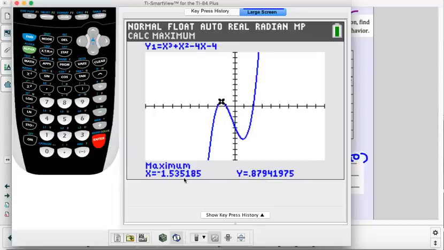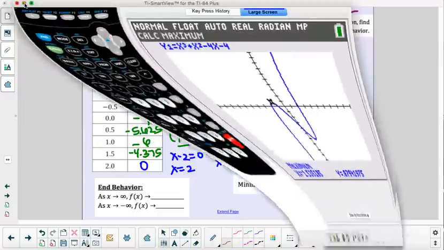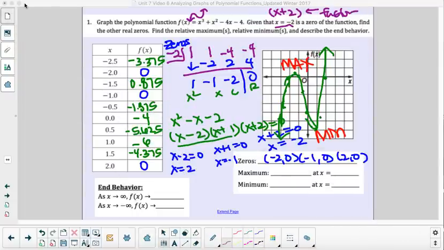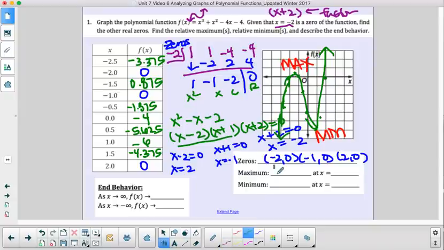Please put these, I like 3 decimal places. So the maximum value is when x is negative 1.535, and your y, that's how high it is. That's the actual maximum. So when you write it out, be careful. The actual max value is the y value. My y value was 0.879, and it was when x was negative 1.535. Okay, so that's how we write the max. The highest value is 0.879.